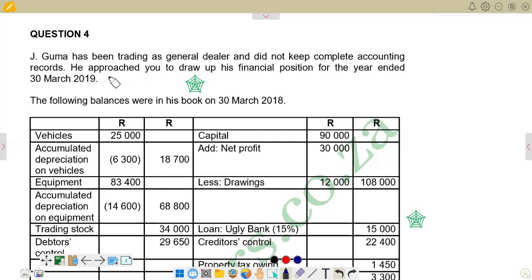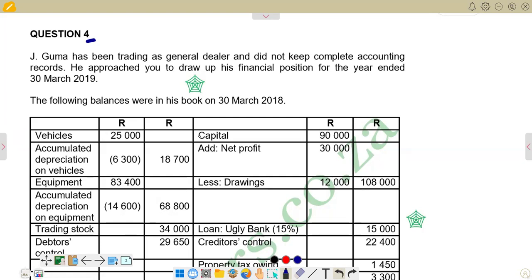So we've got question 4, and the question reads: J. Kumar has been trading as a general dealer. He did not keep complete accounting records. He approached you to draw up his financial position for the year ended 30 March 2019. The following balances were in his books on 30 March 2018.